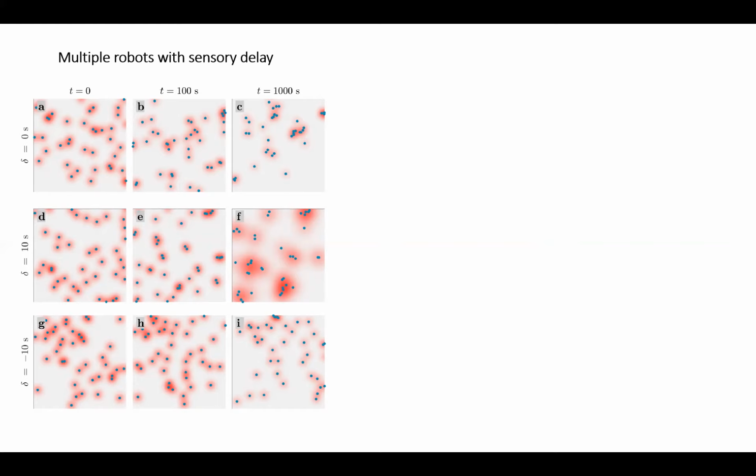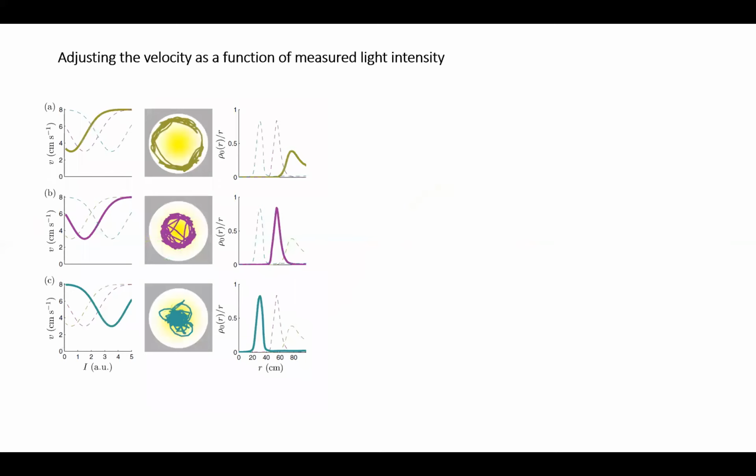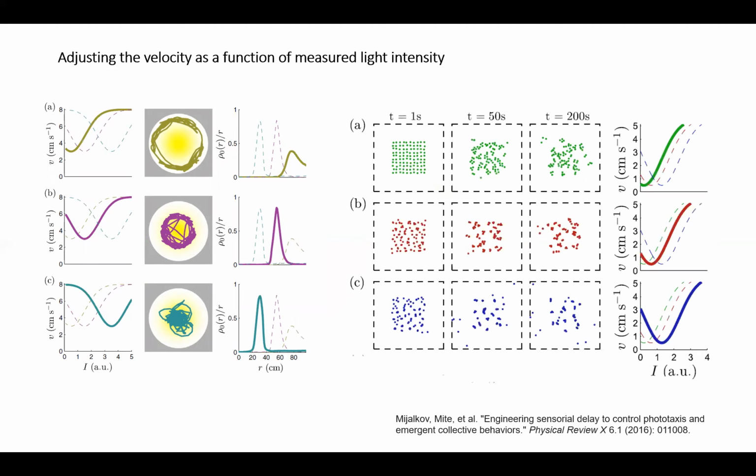It's also useful to come up with your own functions. How can I modify the robot's movement speed as a function of the light intensity or the signal that is measured? How can I modify the velocity, and what kind of behavior do I get as a result? Okay, is everything clear?